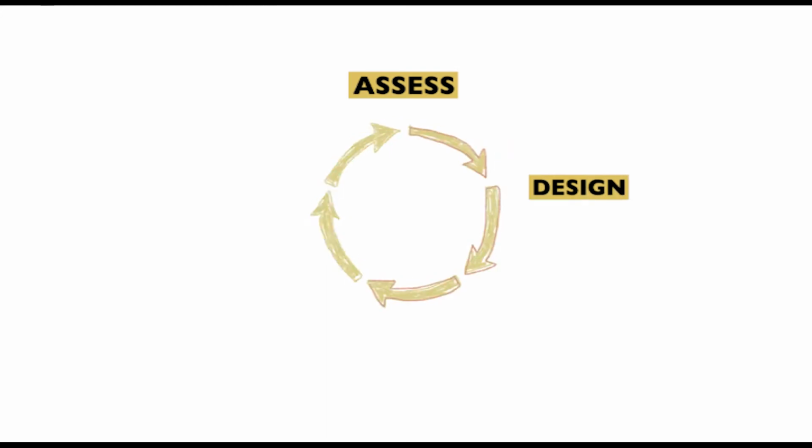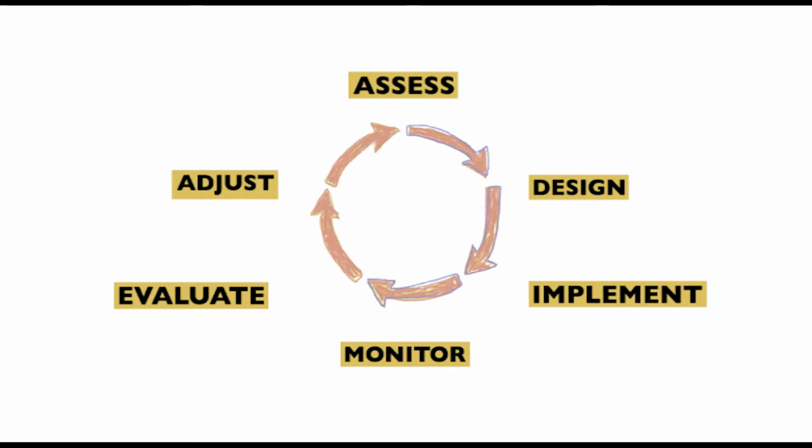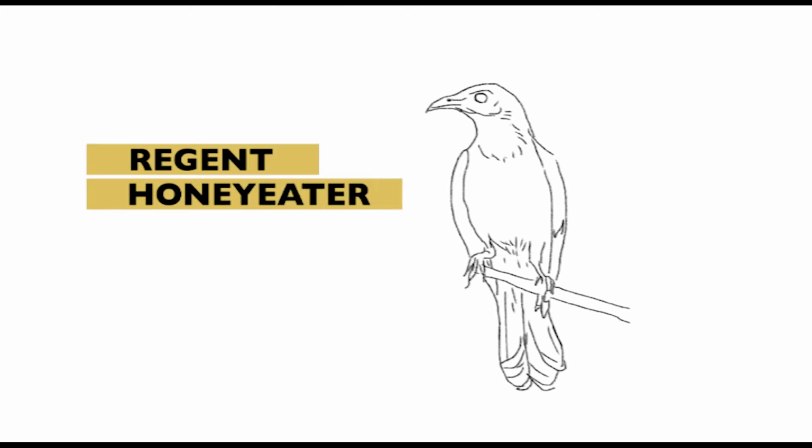There are many iterations of how adaptive management works, but they all follow the same cycle. Assess, design, implement, monitor, evaluate, and adjust. Let's consider adaptive management in relation to the rehabilitation of the critically endangered Regent Honeyeater.